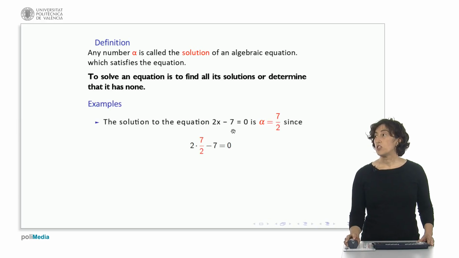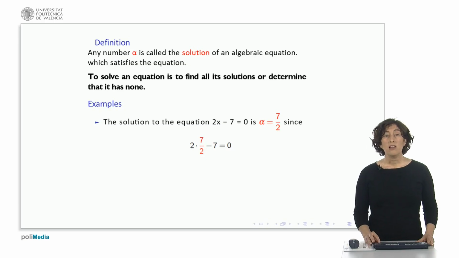So, for example, for the equation 2x minus 7 equals 0, we can prove that 7 halves is a solution, since if I substitute x by 7 halves, this is an identity. The equation is directly satisfied. That is what being a solution means. This equation has a single solution.